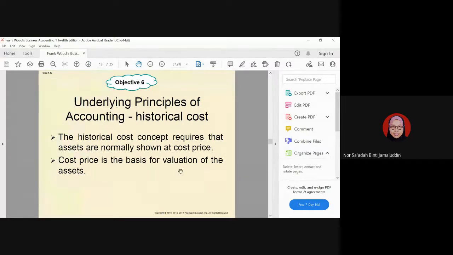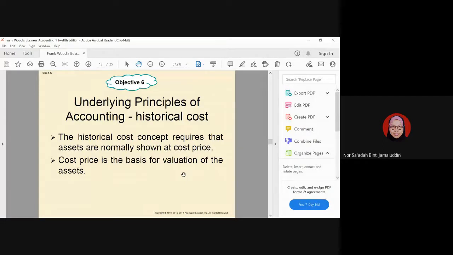What are the underlying principles of accounting? The first principle is historical cost. The historical cost concept requires that assets are normally shown at cost price, and cost price is the basis for valuation of the asset. This is the first principle, the basic principle in accounting.